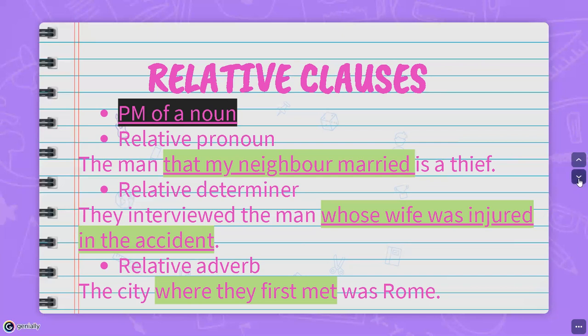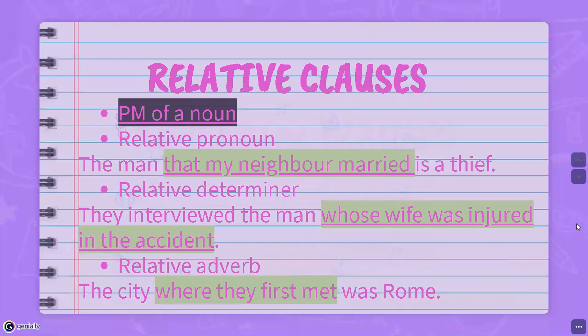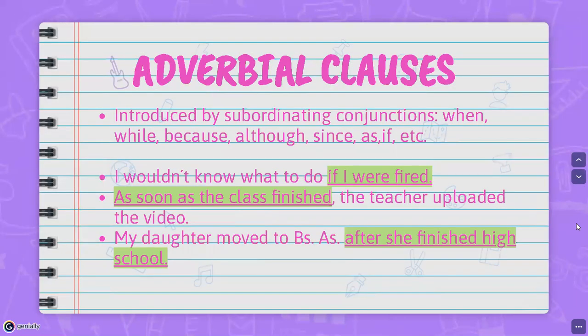Okay, let's move now to the third kind, to adverbial clauses, which are introduced by subordinating conjunctions. Here you have some examples. When, while, because, although, since, as, if. There are many more, okay? And let me tell you, they perform one syntactic function. They are always adverbial adjuncts. Adverbial adjuncts of time, place, manner, reason.